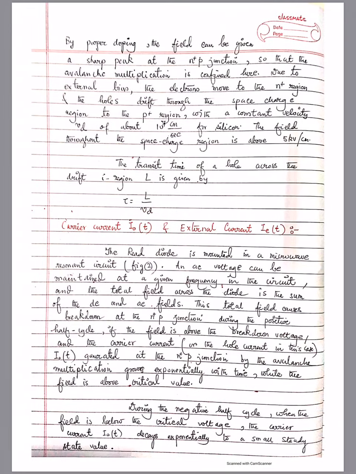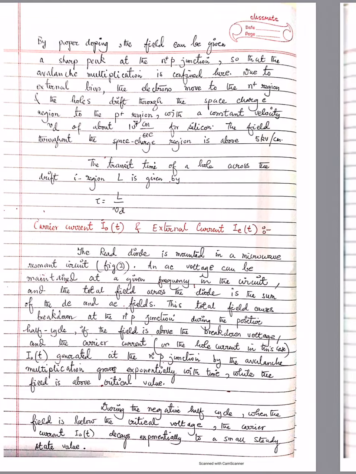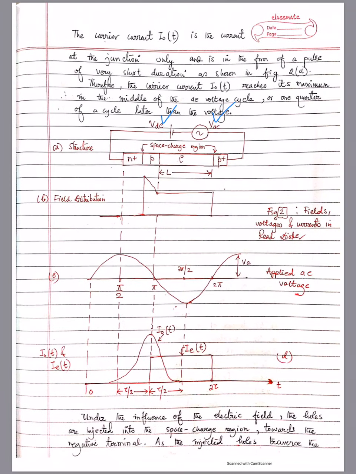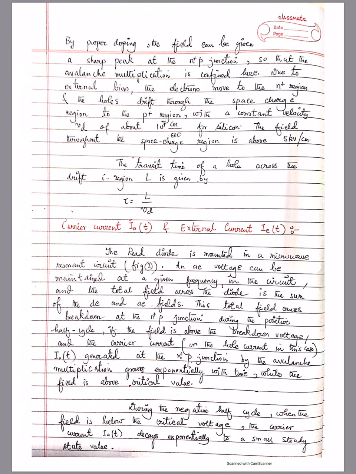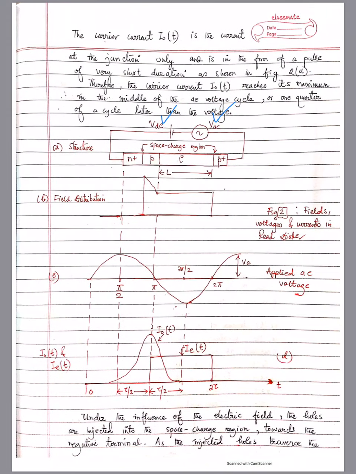So see what is written over here. The AC voltage can be maintained at a given frequency in the circuit, and the total field across the diode is the sum of the DC and AC field. There is no problem with that. This total field causes breakdown at the N plus P junction during the positive half cycle. So we are assuming that in the positive half cycle breakdown occurs, and in the negative half cycle the value of the field never goes beyond the critical field, so there is no breakdown in the negative half cycle. This is important.